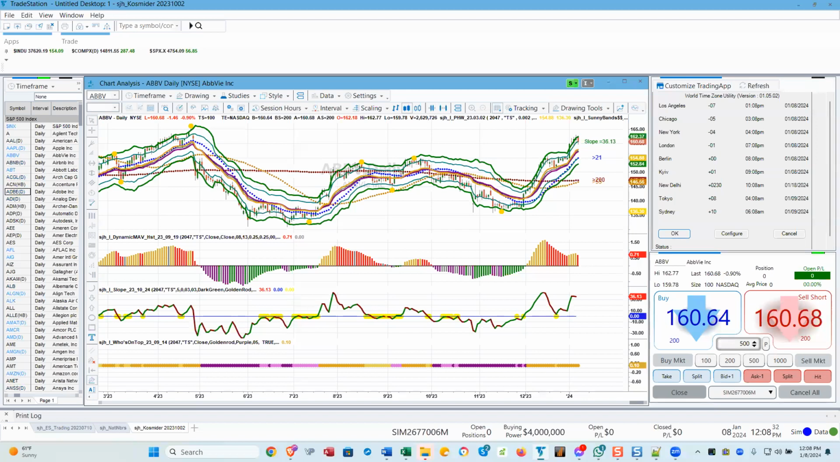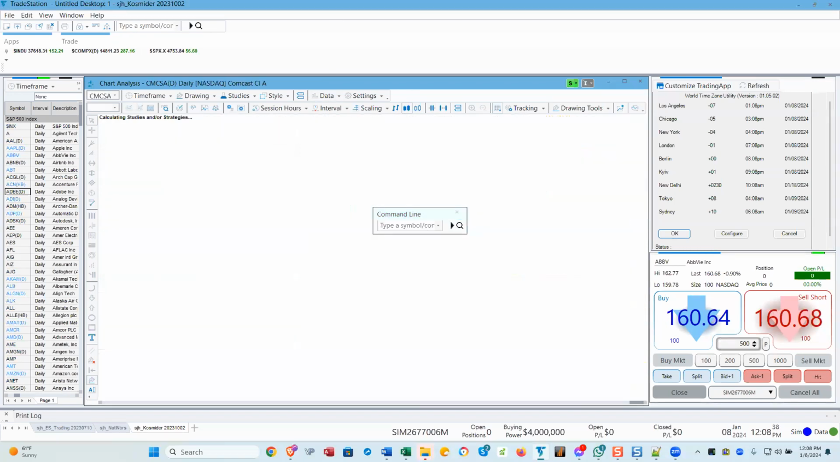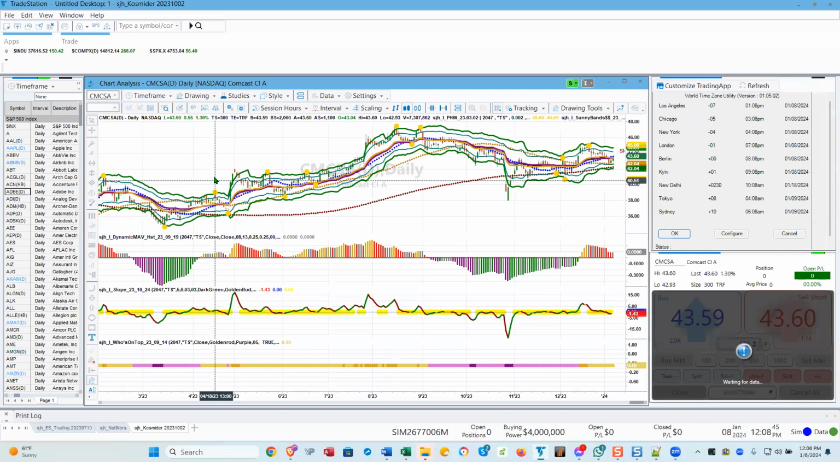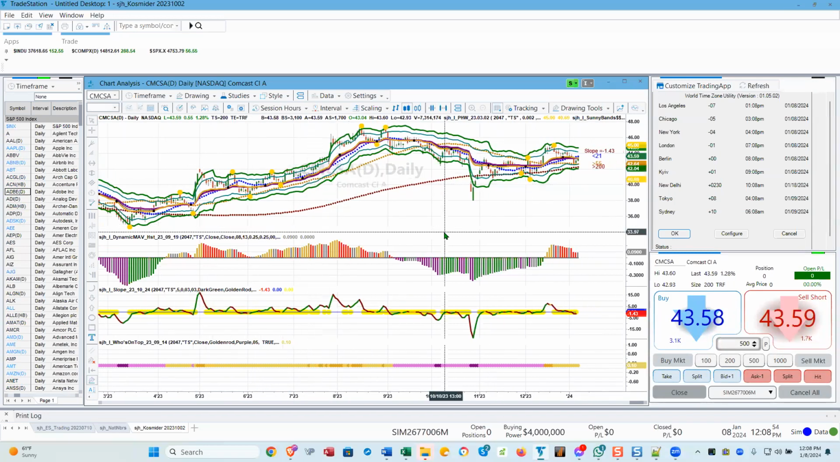Oh, I see. CMCSA. I don't even know what that is. See if you could type me the name of that stock. I can't read through the writing. But here we have a high back at 4770. We hit a strong low down here at 3808. And now we're moving up in a very choppy fashion.